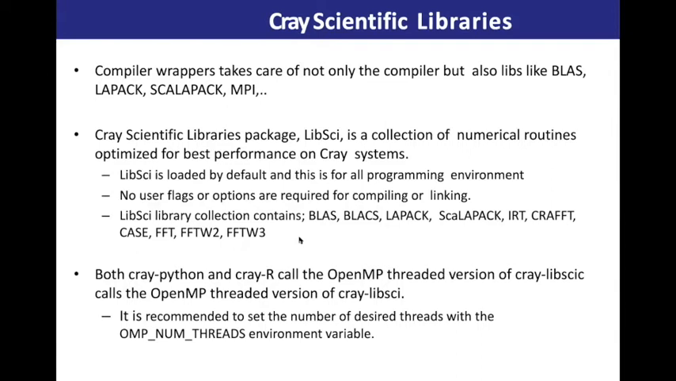So you don't need to add any flags, you just compile and link. It will be by default, okay? For those people, like I have seen in the questions, people asking about Python or R, we have it, and it's already optimized by Cray, and we also have our own version that includes some typical packages, and the version calls the OpenMP threaded version of Cray libsci.